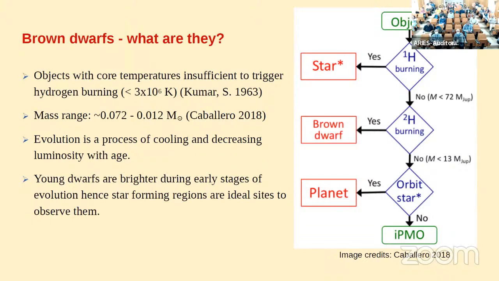Now, since brown dwarfs do not have a continuing nuclear energy source in their core, their evolution is a process of cooling with decreasing luminosity with age. So young star-forming regions will be the ideal sites to detect these brown dwarfs, which are brightest during their early stages of evolution.